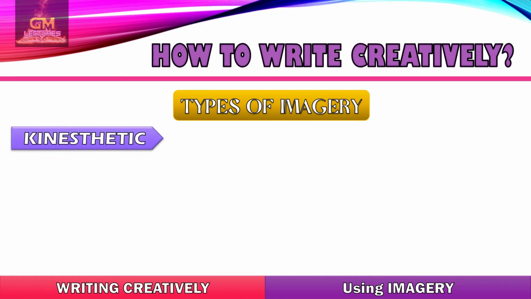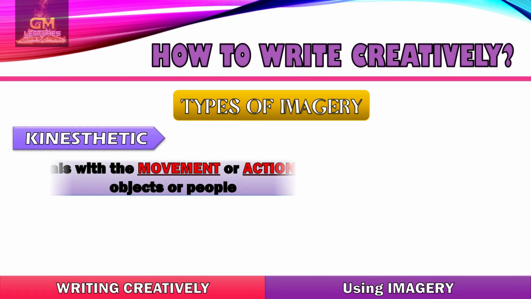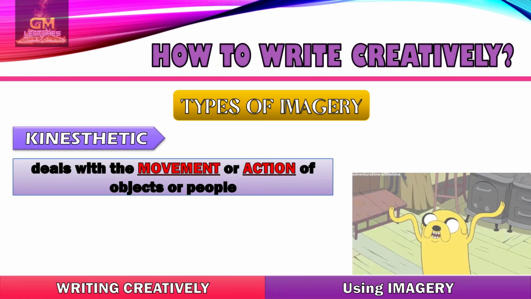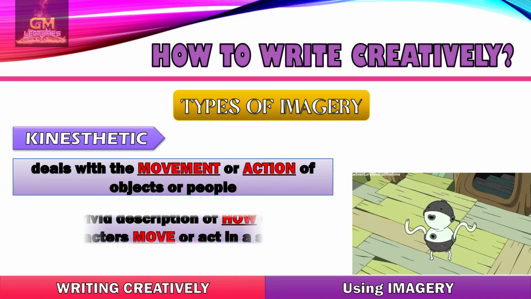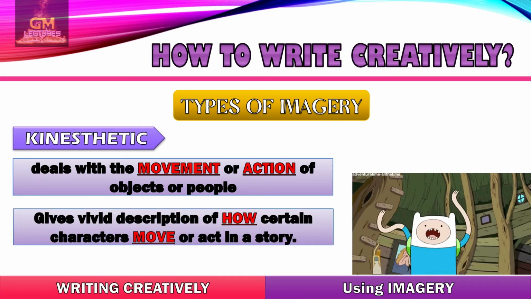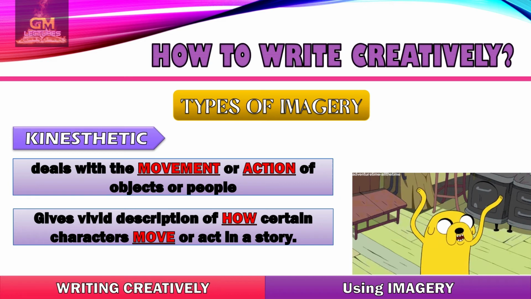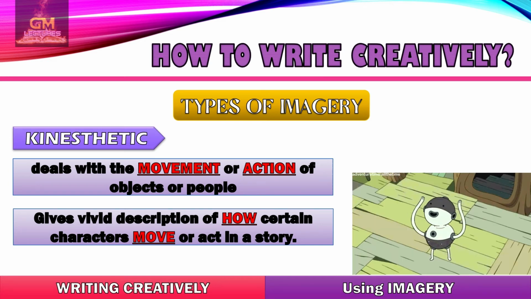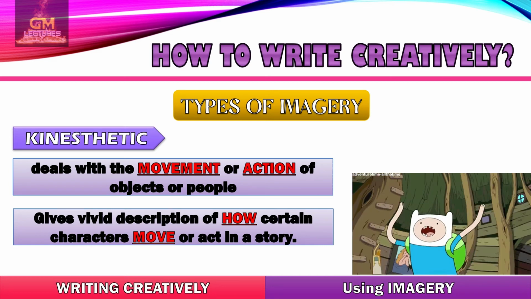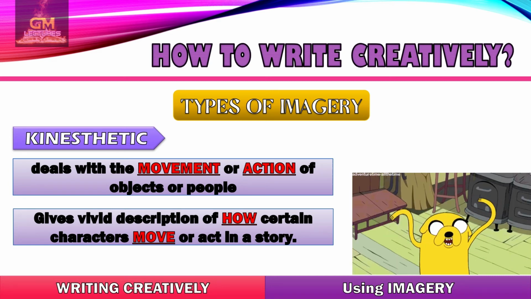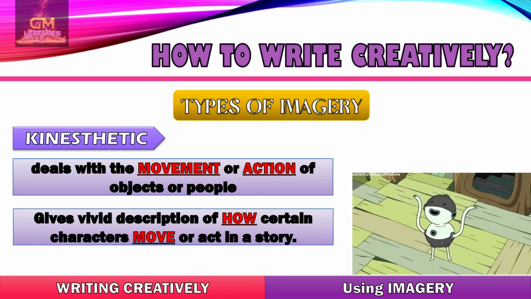Next, we have kinesthetic imagery. Kinesthetic imagery deals with the movement or action of objects or people. It actually gives a vivid description of how certain characters move or act in a story. Kinesthetic imagery gives the readers an idea of how certain characters move, what kind of movement they are making, and how they are going to move about in certain situations.